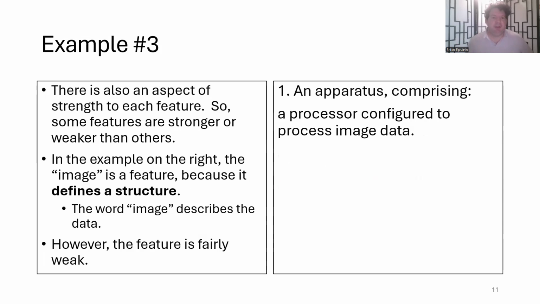Sanban. Today doesn't really concern it, but I wanted to make the point because maybe a future seminar will address this topic more. There's an aspect of strength to each feature, and so some claim features are stronger or weaker than others. In the example on the right, this word image is a feature because it defines a structure. What is the structure? It's the image data. That has to be a thing. Brian, what's image data? That's why it's weak, is I don't know.